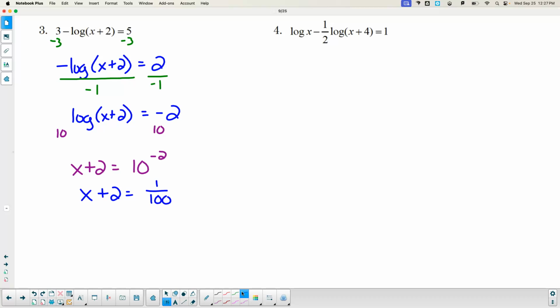Then I need to subtract 2, but instead of subtracting 2, I'm going to subtract 200 over 100. So I get here as an answer x equals negative 199 over 100.